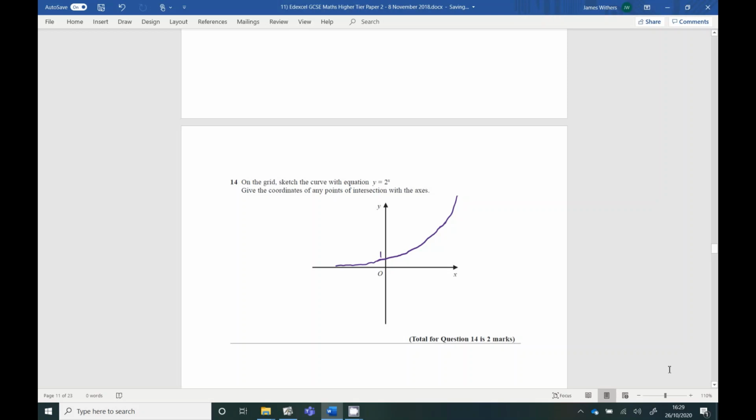But looking at the mark scheme, it doesn't seem to be requiring you to put in the asymptote. It just says sketch a graph which starts above the x-axis for negative x, makes an increasing exponential rise. And then the second mark was for labeling the point 0, 1. So that is all we need to do for the 2 marks.